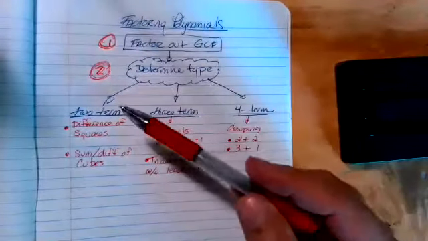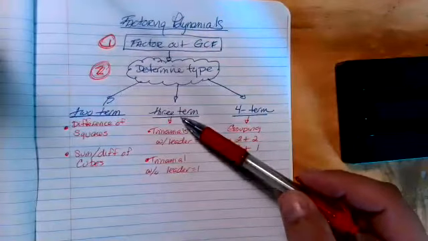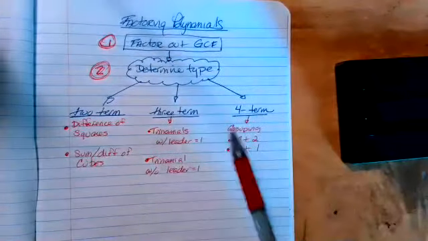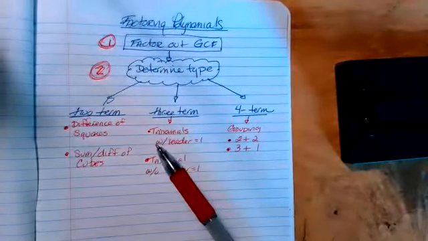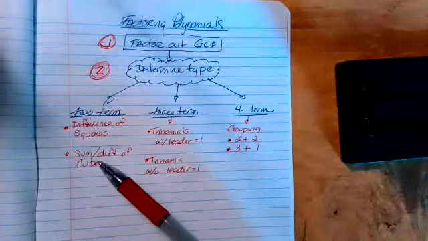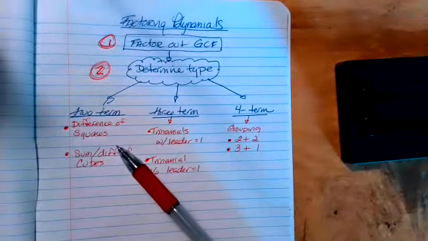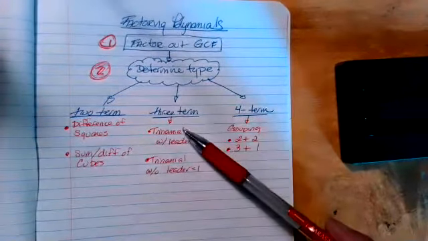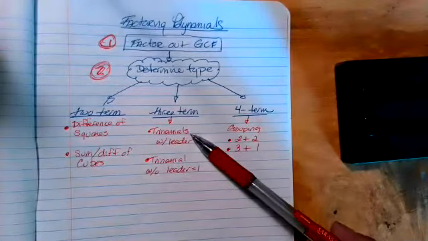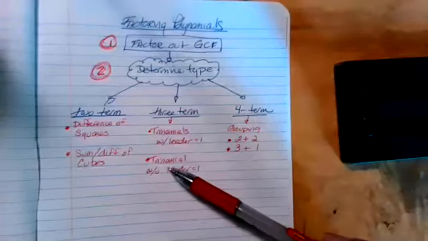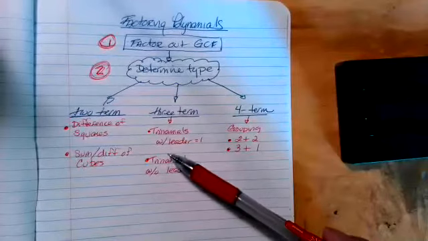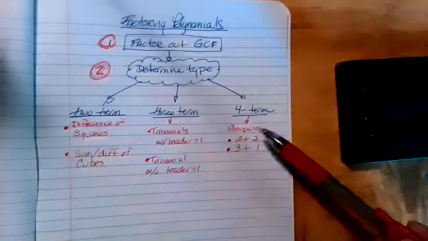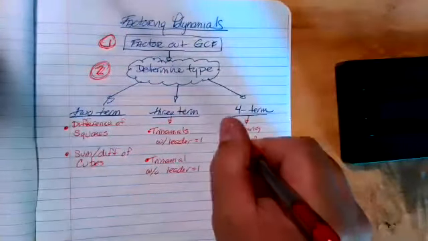So, for example, we could have a 2-term polynomial, a 3-term polynomial, or a 4-term polynomial. And with each type, there's going to be a different method to factor. With a 2-term polynomial, we could do the difference of 2 perfect squares or the sum and difference of cubes. With a 3-term polynomial or a trinomial, there's 2 different types: a type that has a leading coefficient of 1 and those that do not have a leading coefficient of 1. And with a 4-term polynomial, we'll always use what's called a grouping method.